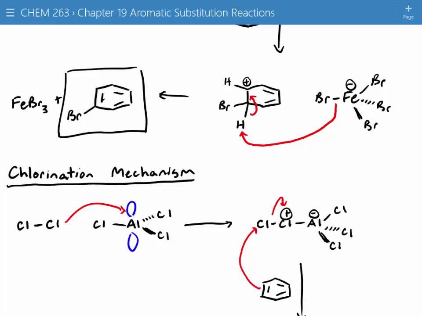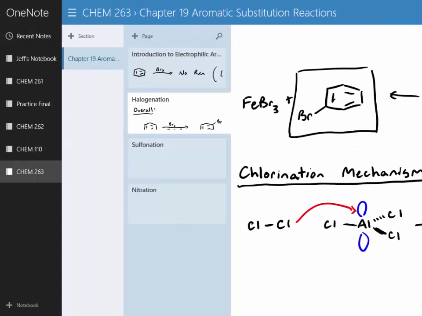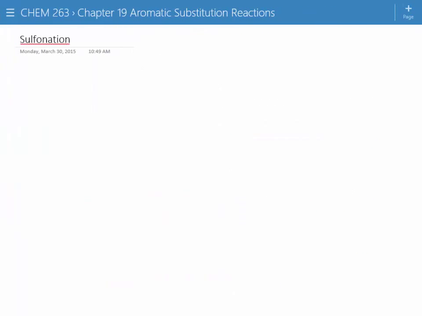All right, let's do another one. So the product is the same except for it has like chlorine attached to it? Exactly. It's the same product, but just with chlorine.